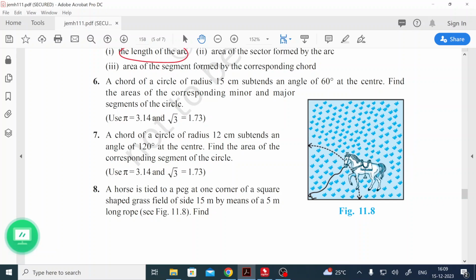Minor and major segments they are asking. Area of sector minus area of triangle, minor segment you will be getting. From the circle, if you remove the minor segment, you will be getting the major segment.